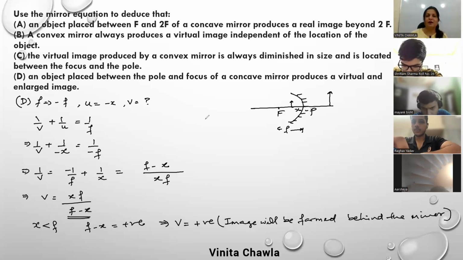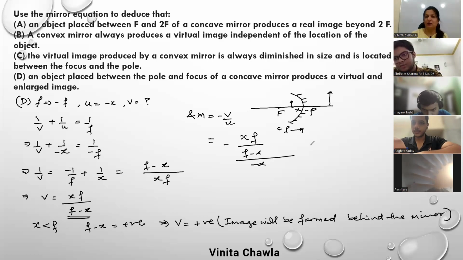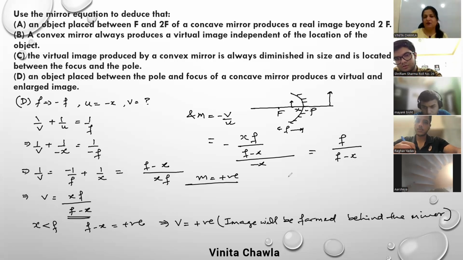And what about magnification? Magnification is minus v by u. Now put the values. v is xf upon f minus x and u is minus x. Negative negative cancel, and x cancels with x, so we get f upon f minus x. Because x is less than f, the denominator is positive, indicating m is positive. Because m is positive, the image formed is virtual.